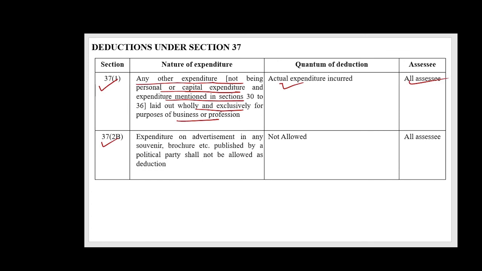Then, moving to deduction under section 37, subsection 2B. Now, this is about expenditure on advertisement in any souvenir, brochure, etc., which is published by a political party, shall not be allowed as deduction. This deduction is not allowed and it is applicable to all assessees. So any expenditure which is spent in the form of advertisement in any souvenir or brochure which is published by a political party, this particular deduction will not be available to any of the assessees.